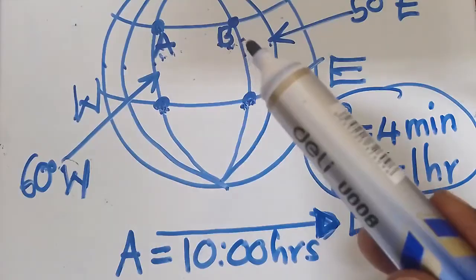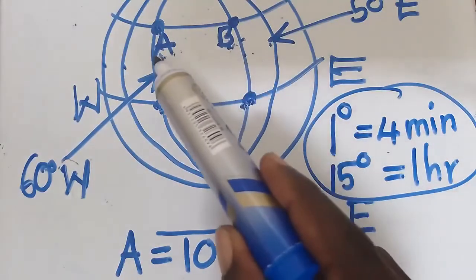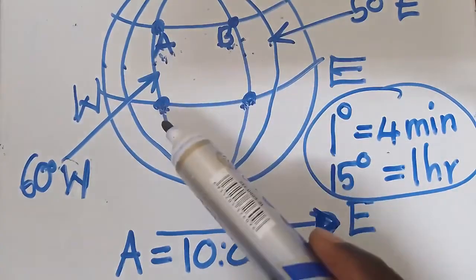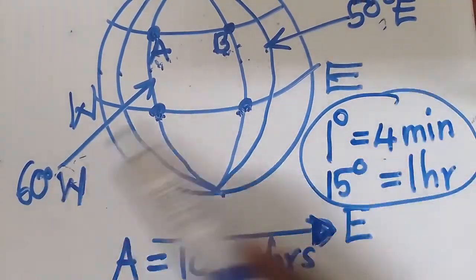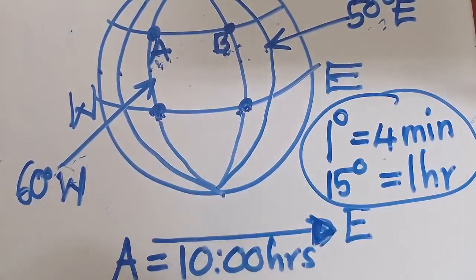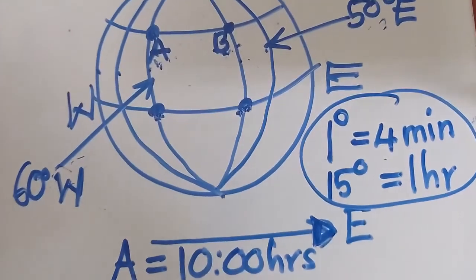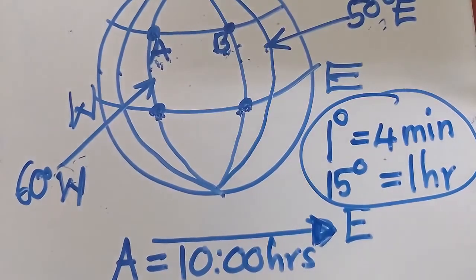But what we need to know is that it should be ahead of time. So what do we do next? You find the difference in degrees, which is in what? Longitude. So when we are calculating time, we just focus on the what? Longitudes. Don't go to the latitudes.